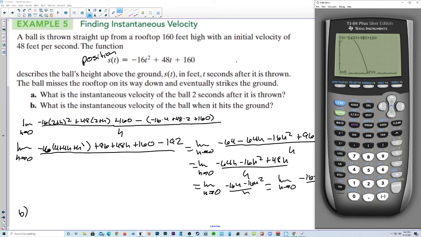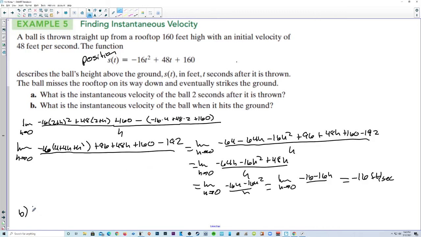So we're going to calculate a 0, and it looks like 5 to me. So we're going to go 4 to 6, guess 5, and it is actually 5. So we're going to go limit as h approaches 0 of 5 plus h squared. Actually, negative 16 times 5 plus h squared plus 48 times 5 plus h plus 160. And we're going to minus negative 16 times 25 plus 48 times 5 plus 160. And that's going to be all over h.